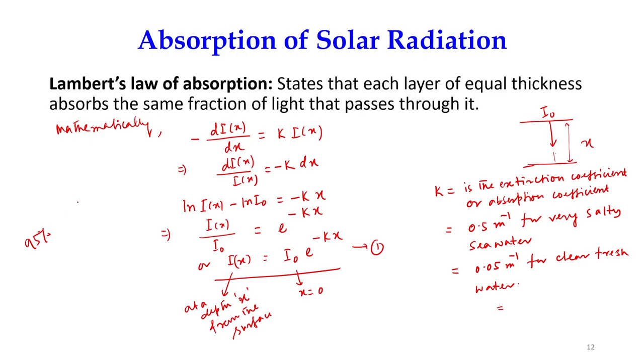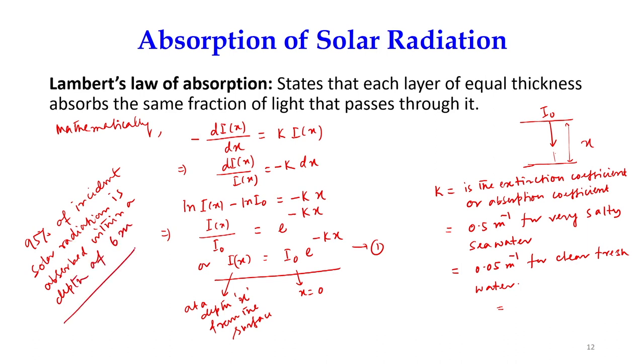And also we know 95% of incident solar radiation is absorbed within a depth of 6 meters. This is required to be noted.